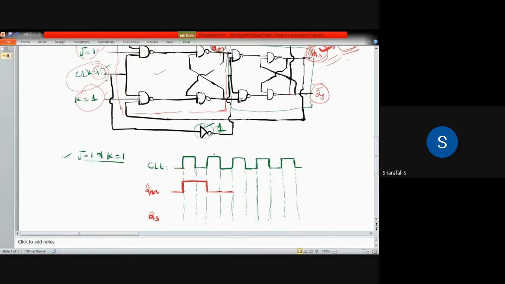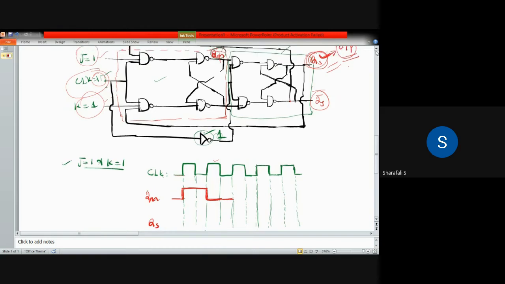And when the next clock comes, which means that the clock will become 1, it will go to the zero state as the toggling will happen. The toggling will happen in the next clock pulse, and it is going to become 1. And again, it will come. Okay.